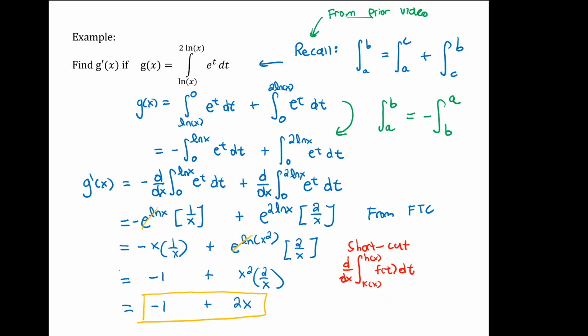So if you apply those two properties to this expression directly, what you'll find is that this is going to be f of h of x times h prime of x minus f of k of x times k prime.